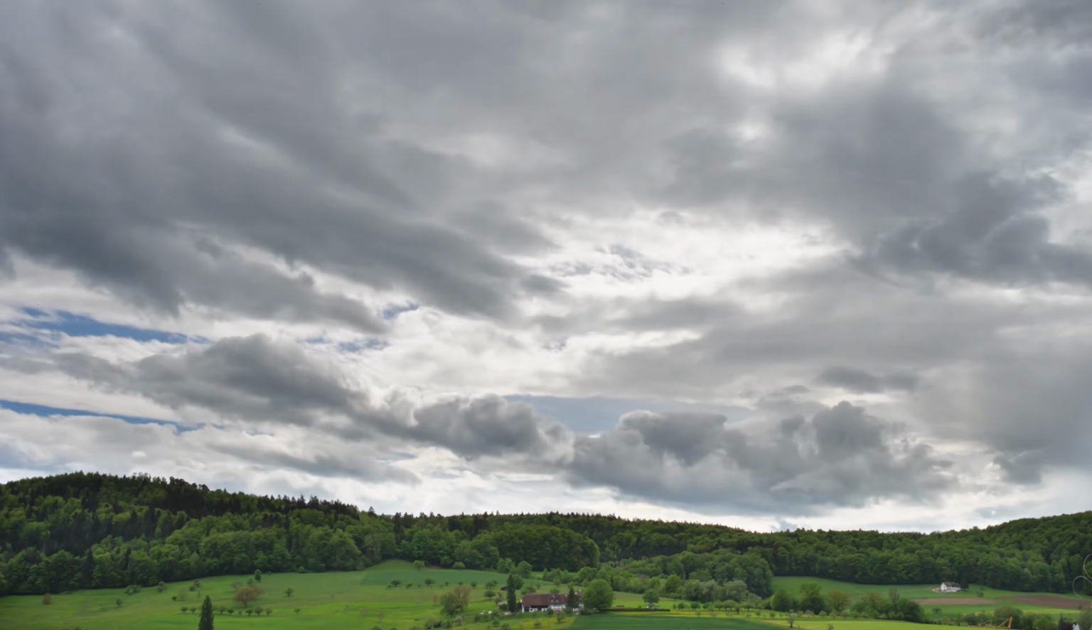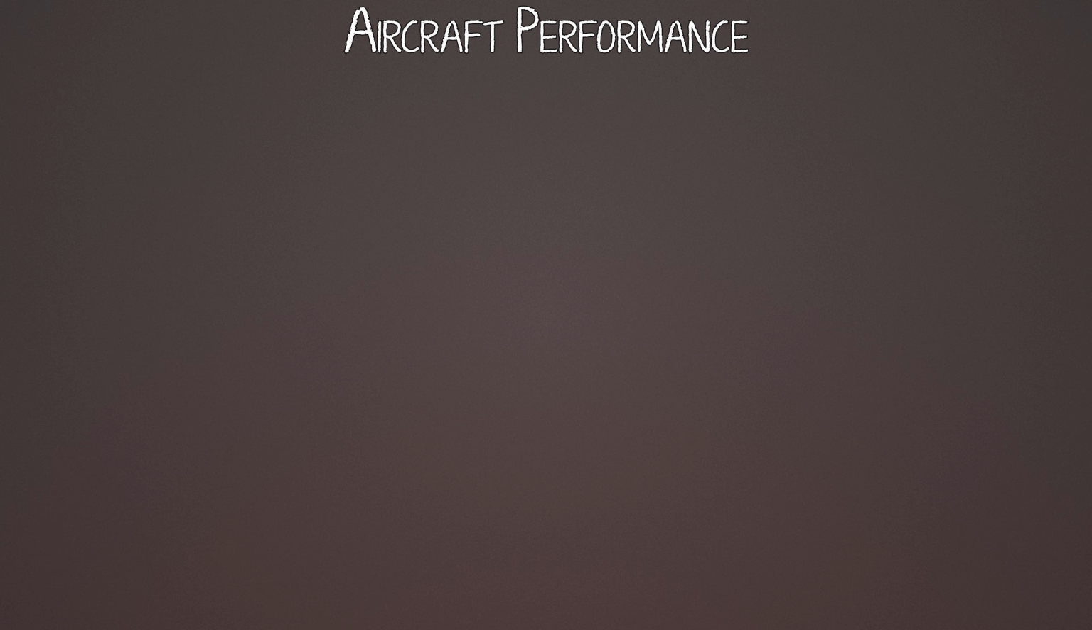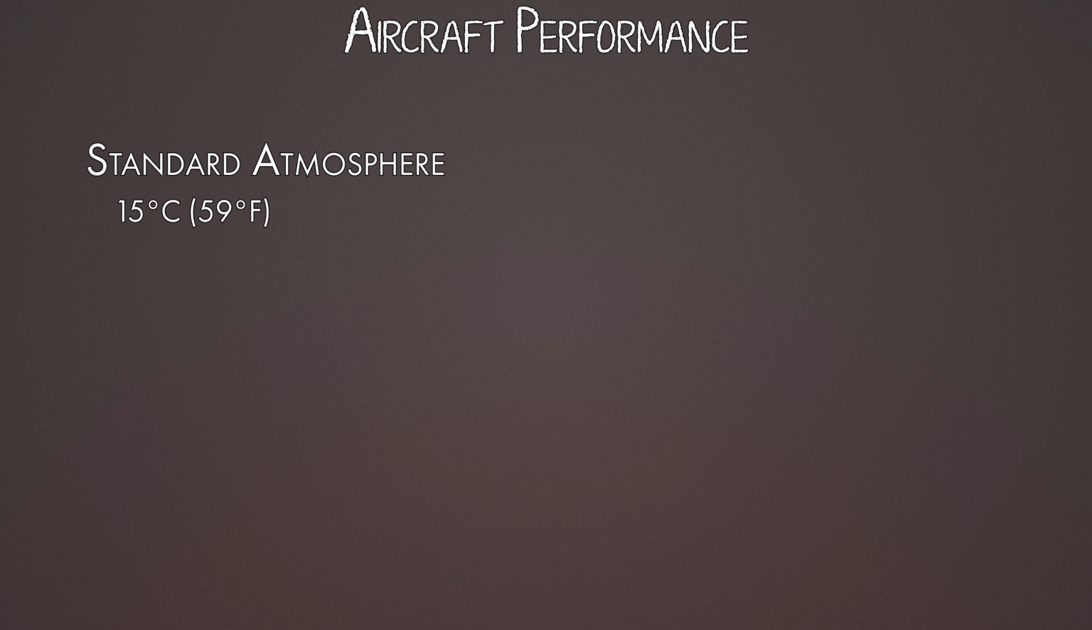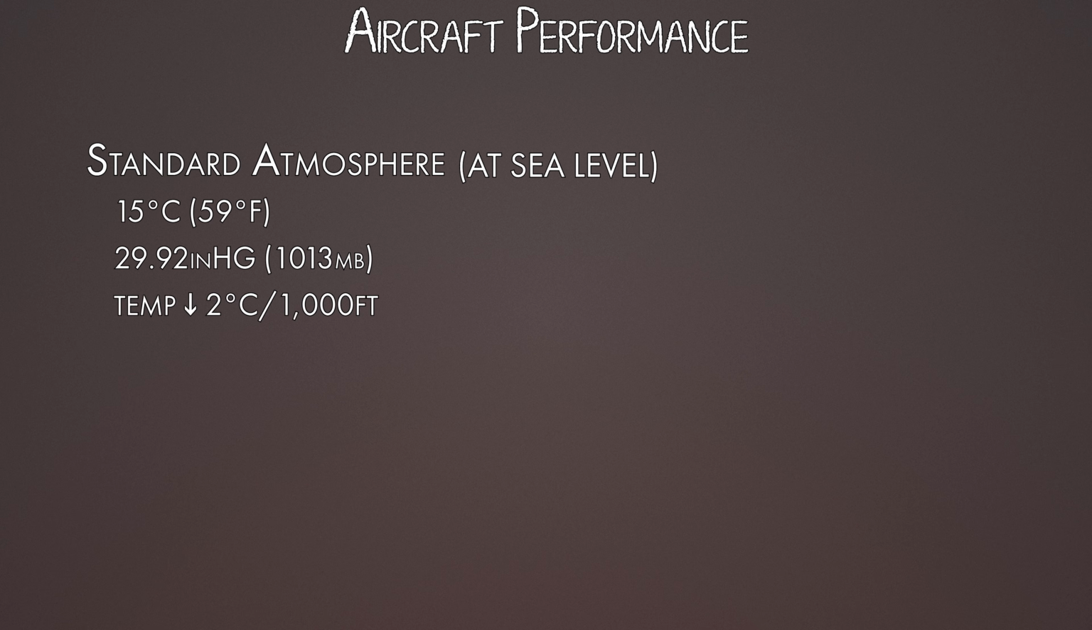And speaking of knowing what to expect, let's talk about aircraft performance. You might be aware that we use what's called a standard atmosphere, and this is based on the temperature of 15 degrees Celsius and 29.92 inches of mercury at sea level. Our temperature decreases by 2 degrees per 1,000 feet, and the pressure decreases by 1 inch per 1,000 feet. Anytime it's different than those standard numbers, we have to use corrections. And you know when things aren't standard, pretty much every single day.